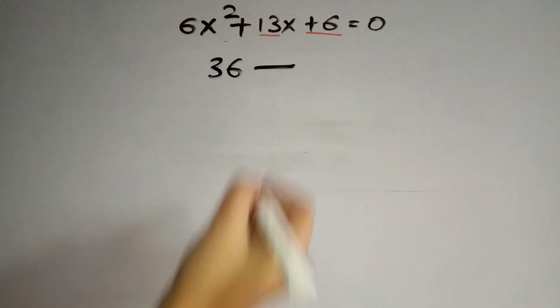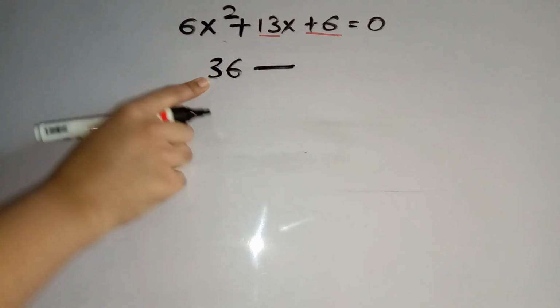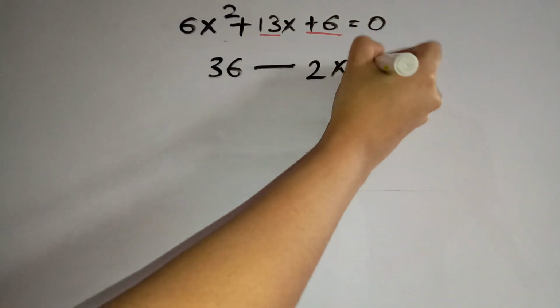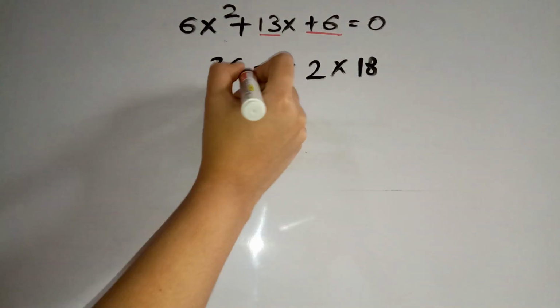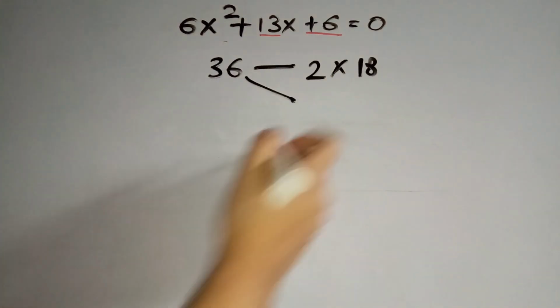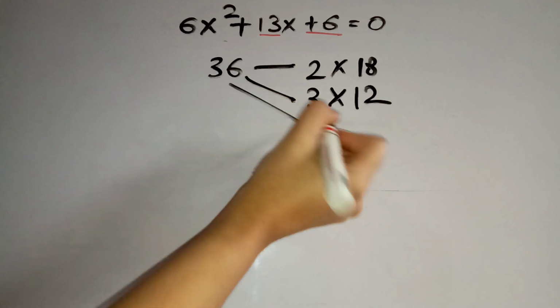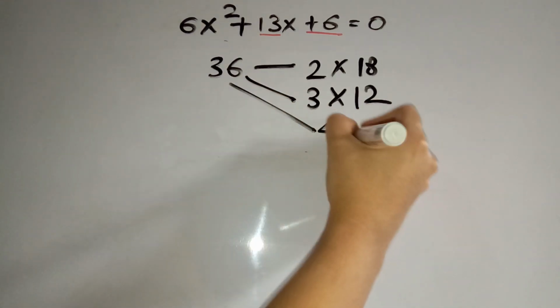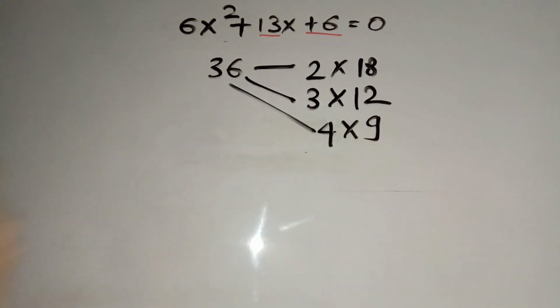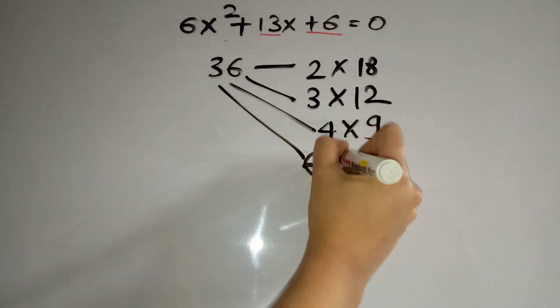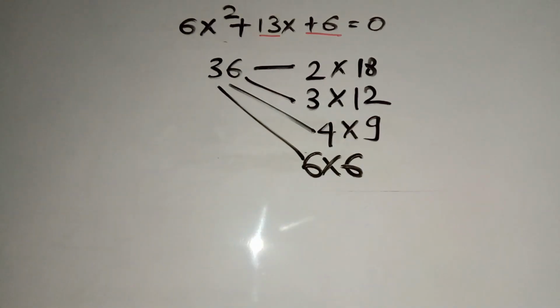So the first is, let's divide this by 2. So 2 into 18 is the first. Second is by 3, so 3 into 12. Next is by 4, which is 4 into 9. And next is by 6, which is 6 into 6. So we get our multiplications, right?